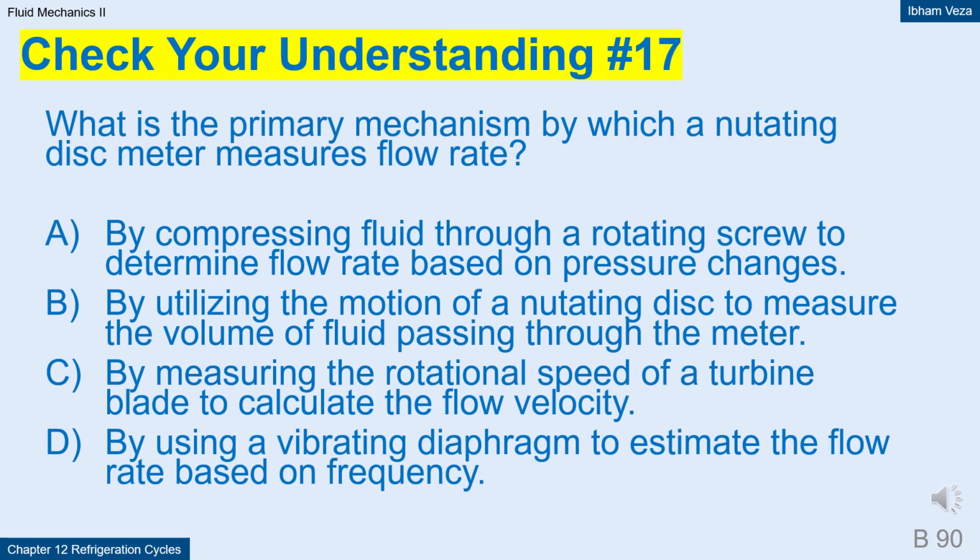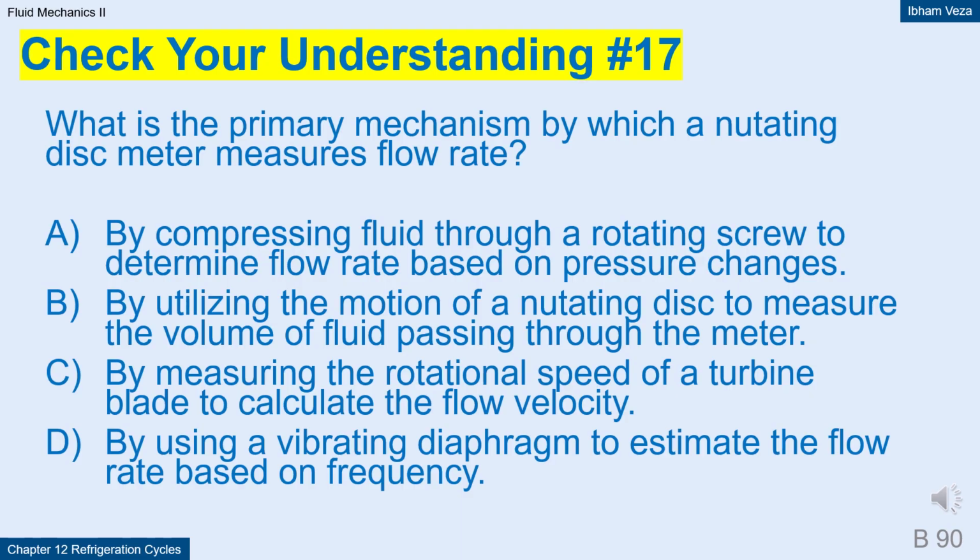Correct answer: B. By utilizing the motion of a nutating disc to measure the volume of fluid passing through the meter. Explanation of incorrect options. Option A. Nutating disc meters do not compress fluid or use screws. They rely on the motion of the disc to measure volume.